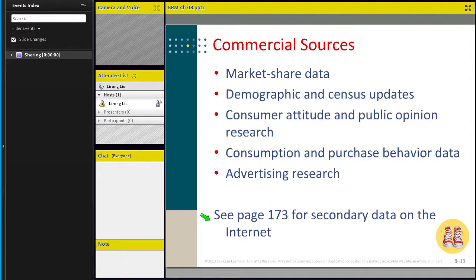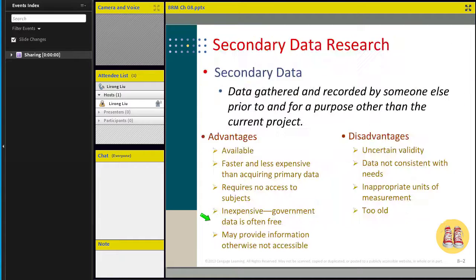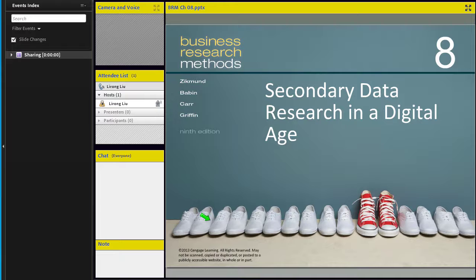If you're interested to know more about secondary data, you can take a look at page 173, and there's a long list of what secondary data is available on the internet. But for our purpose here, that's really all we need to know about this chapter. It's a short chapter just to give you some rough idea about secondary data. We didn't go through this chapter in very much detail, and this is also how you're going to be tested in the final.